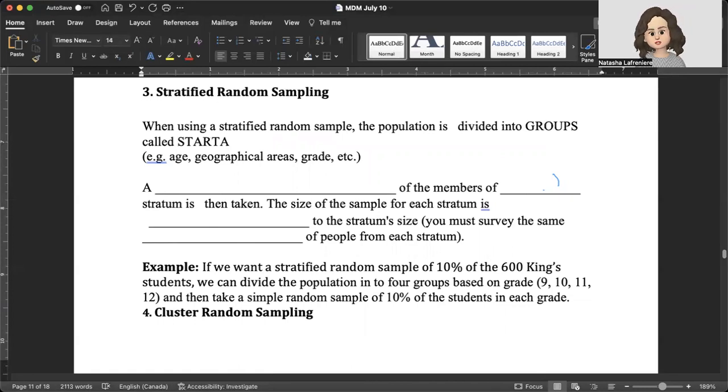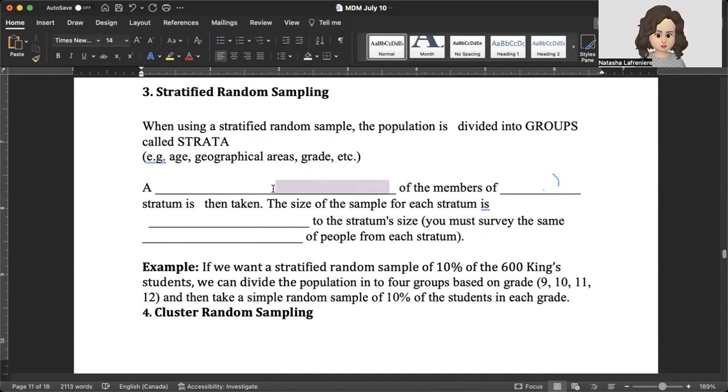Okay, so that means that they are divided by age, by geographical areas, by grades, etc. So that example where they looked at grade 9 students who enjoyed the cafeteria, that would be called a strata. So the grade 9 class or grade would be called a strata. And I wrote it down.